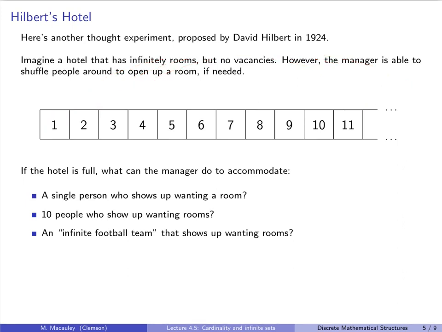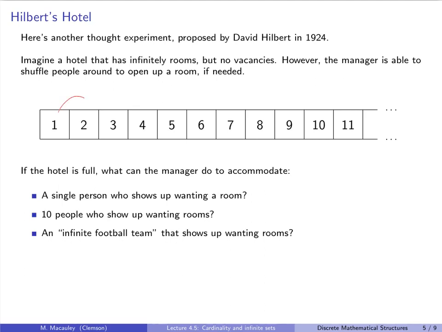Now, what if instead of 10 people show up, there's an infinite bus with infinitely many people who show up? And I'm going to say that they're a football team because maybe every person is wearing a jersey and every integer appears on some jersey. That just makes it easy to number the people. So now there are no vacancies, and we have infinitely many people with jerseys 1, 2, 3, 4, etc., who show up and they want a room. So what does the manager do? Well, the manager can get on the loudspeaker and say, I want everybody to move into the room that is double your room number.